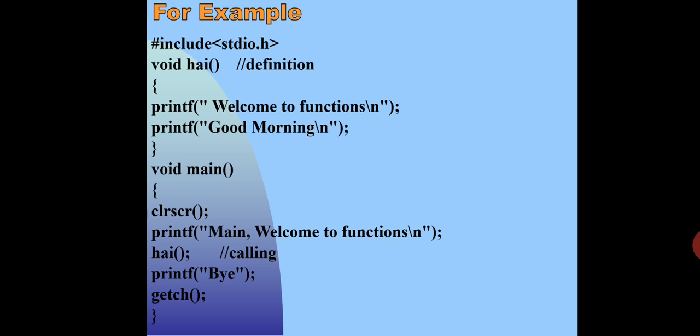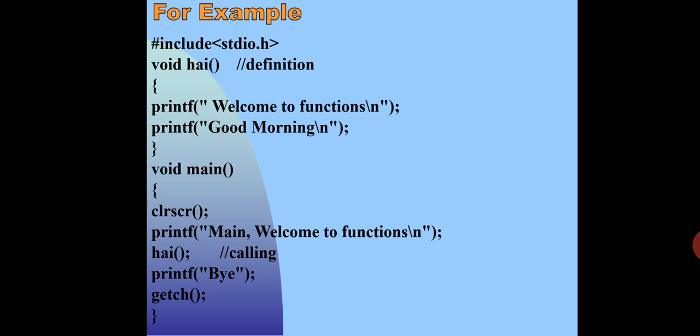So in this function, we can see that there are only two statements. That is printing welcome to the functions and printing good morning. So what is this function doing? It is only printing two sentences. When we come to the main function, we can see that it is printing main welcome to functions.